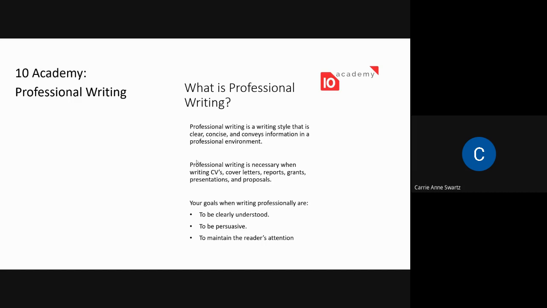What that means is, to be clearly understood, your writing needs to be understood by everybody, not just by a CEO, but by someone who has no idea what you're talking about, someone who has no experience in your field. And to be persuasive means that you need to write in a way that I, as the reader, want to know more about what you are talking about. I want to be persuaded to continue reading. I want to be convinced that this is something I should invest my time and money in.